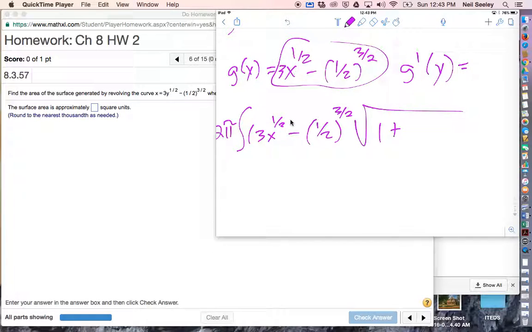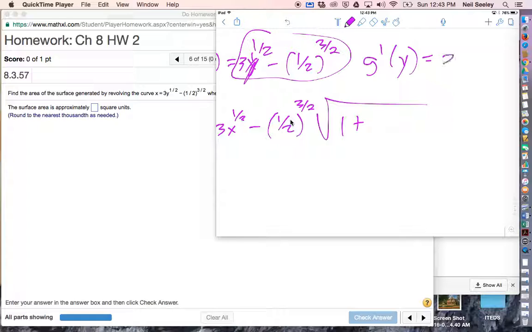It shouldn't be an x. It's a y. But when you take the derivative of that in terms of y, that 3y to the 1/2 becomes 3/2 y to the negative 1/2. And the other constant just goes away. That's it. That's our derivative.